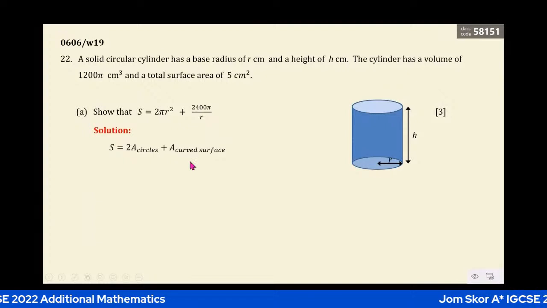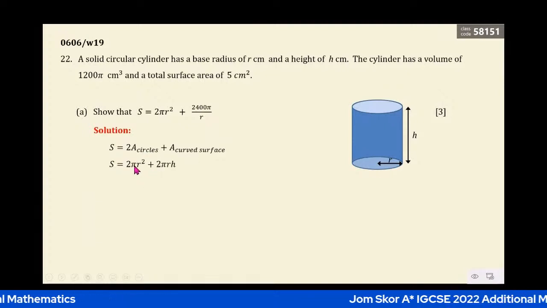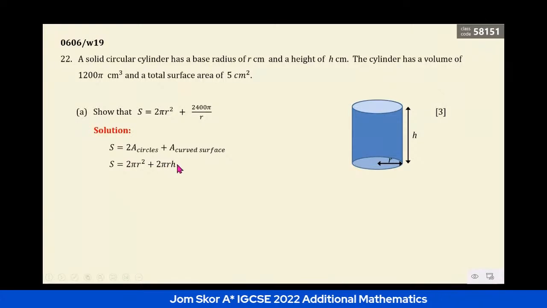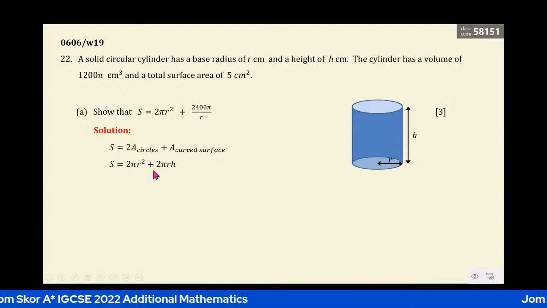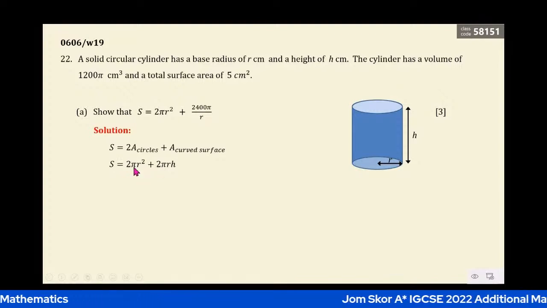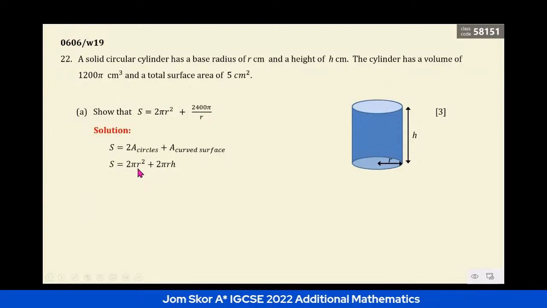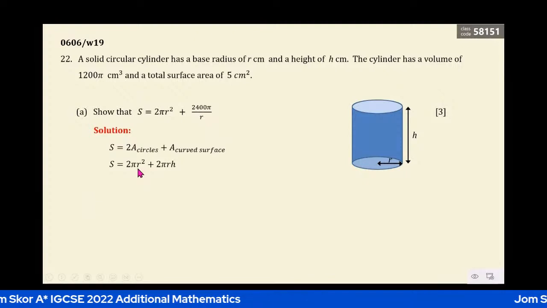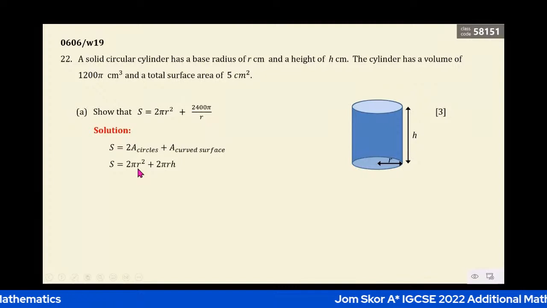Alright, so area of circle is pi r square, so you have 2 pi r square. Curved surface is 2 pi r h. So this one will not be given in your paper. So you have to remember the formula. Okay, you have to memorize these formulas: formula of circle, formula of curved surface, volume of sphere, everything you need to remember.